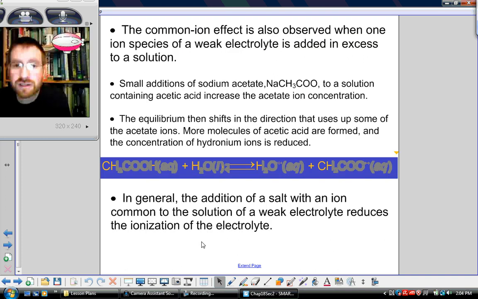The common ion effect is also observed when one ion species of a weak electrolyte is added in excess to a solution. Small additions of sodium acetate to a solution containing acetic acid increase the acetate ion concentration. The equilibrium then shifts in the direction that uses up some of the acetate ions. More molecules of acetic acid are formed, and the concentration of hydronium ions is reduced. In general, the addition of a salt with an ion common to the solution of a weak electrolyte reduces the ionization of the electrolyte.